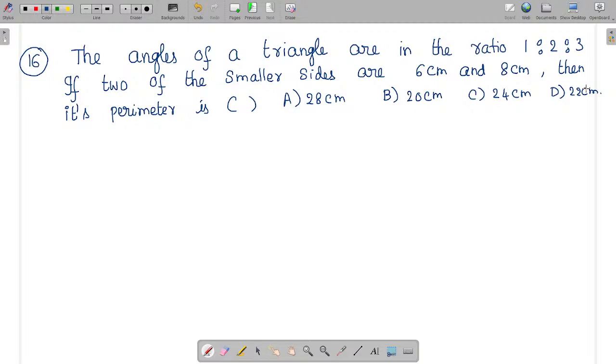So how to proceed for this problem? What sort of strategy needs to be applied here? So my dear students, the angles of a triangle are in the ratio 1:2:3. And two of the smaller sides, the greater side is not given, the smaller sides are given. So that is 6 centimeters and 8 centimeters, and you are asked to find out its perimeter. Perimeter means actually if sound is not coming. Wait. Now I think it's clear to you.